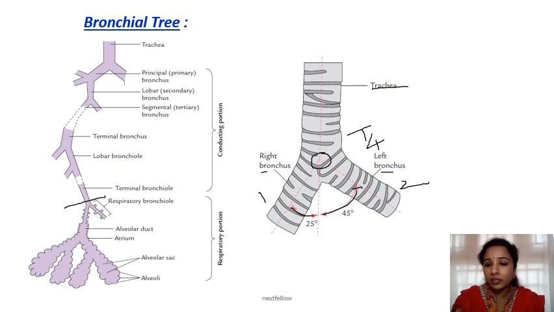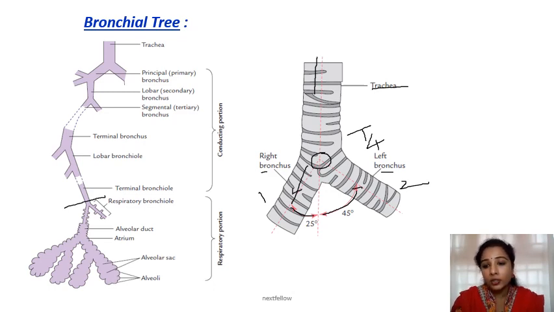So for any infections, the right lung is more prone than the left lung, because foreign particles can easily enter into the right bronchus. And the left bronchus is quite narrow and longer, 2 inches. So the left lung is less prone than the right lung to infections.